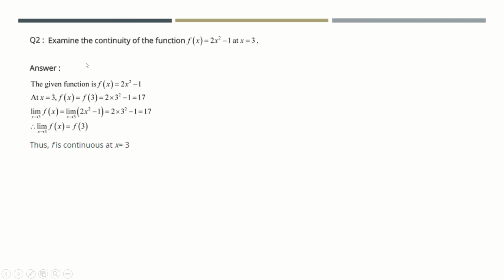The next question is, examine the continuity of the function f of x is equal to 2x squared minus 1 at x is equal to 3. What type of function is this? It's a polynomial function. So absolutely it is a continuous function. That you can say using the graphical method, but you cannot use this for answering the questions. We have to prove algebraically. So as the same method, at x is equal to 3 you will find f of 3, and you will find the limit also. If both are equal, we can say that it is a continuous function at x is equal to 3.